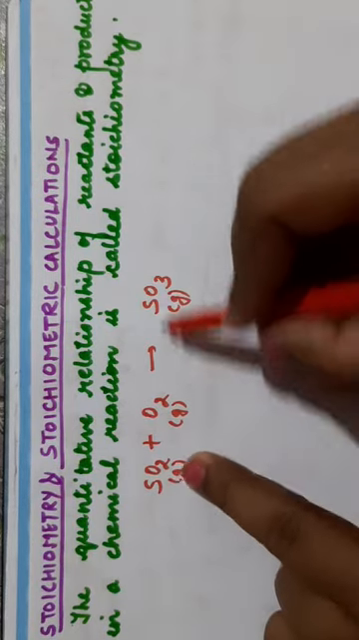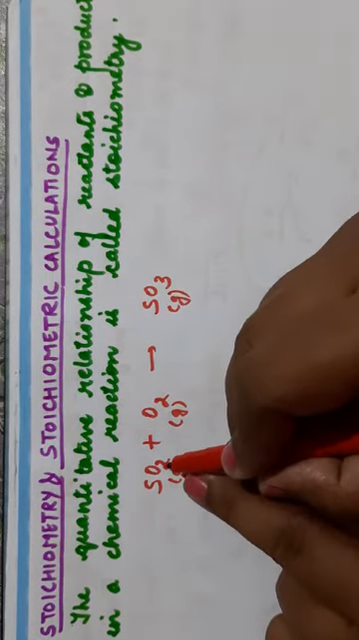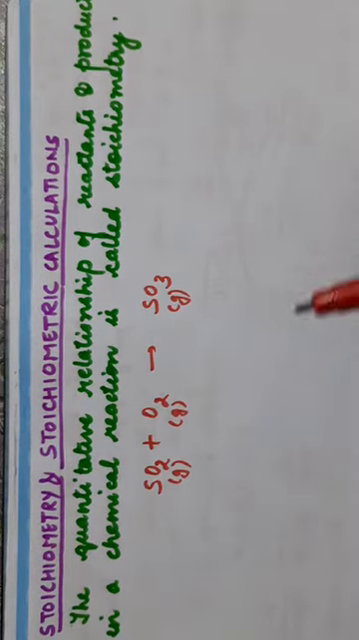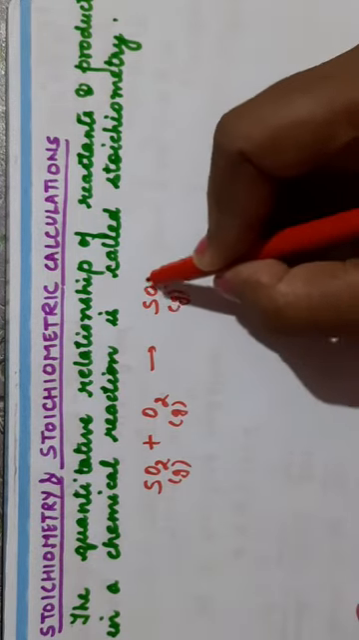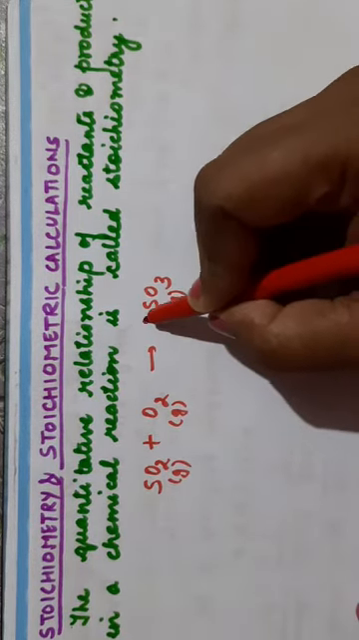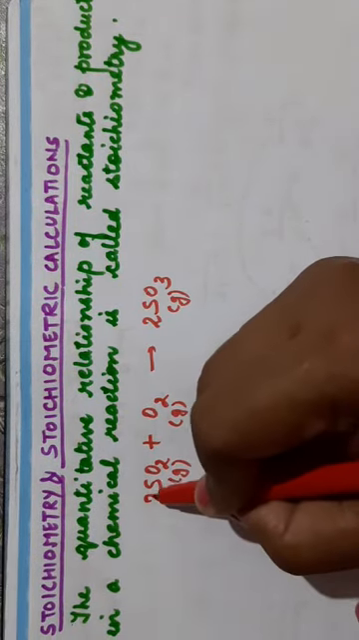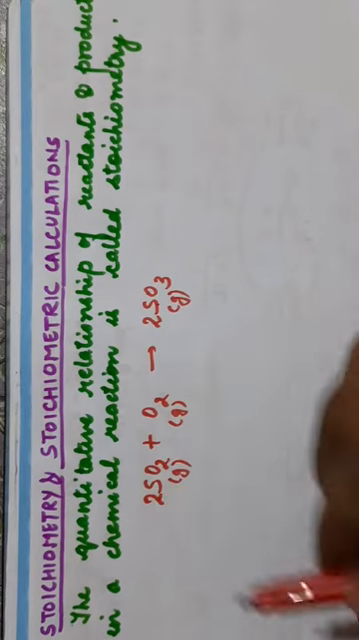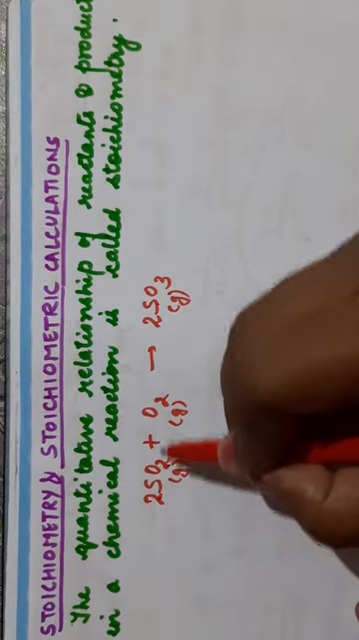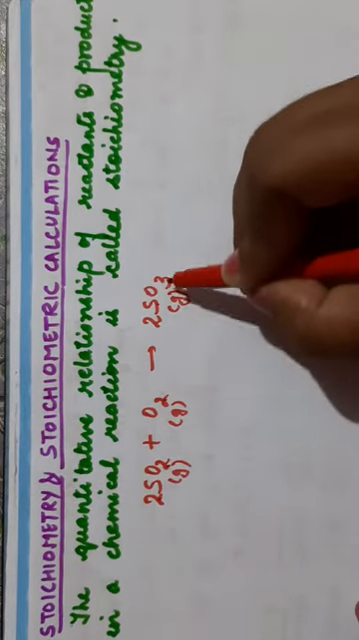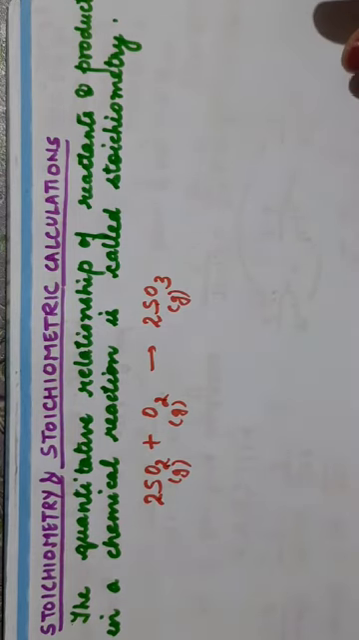See how many oxygen are here? 3. Here 2 and 2 oxygen are there. So first we will convert this to even number. We will multiply it by 2. Now 2 sulfur, 6 oxygen. Multiply it by 2. 2 sulfur are there. We will multiply it by 2. Now 4 oxygen plus 2 oxygen, 6. Here also 6. Now it is a balanced equation.